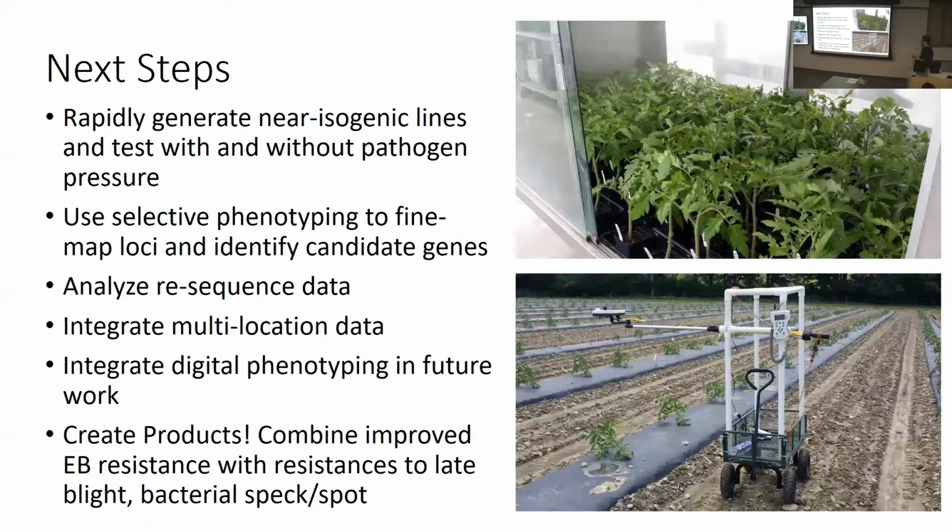We want to be able to use these markers to generate material that's resistant to early blight, late blight, septoria, and bacterial speck and bacterial spot. The bacterial side of the project is another part of the breeding that I'll be talking about next year.